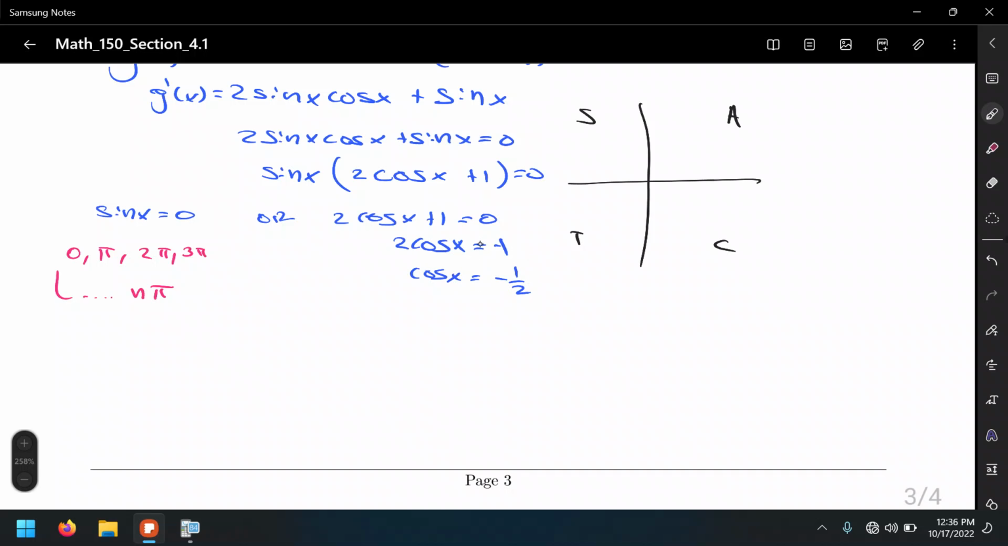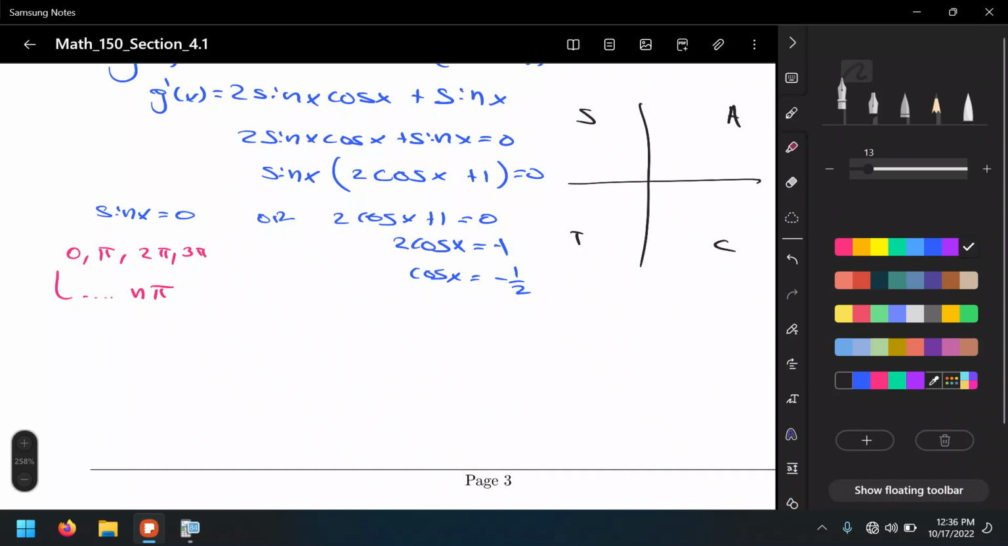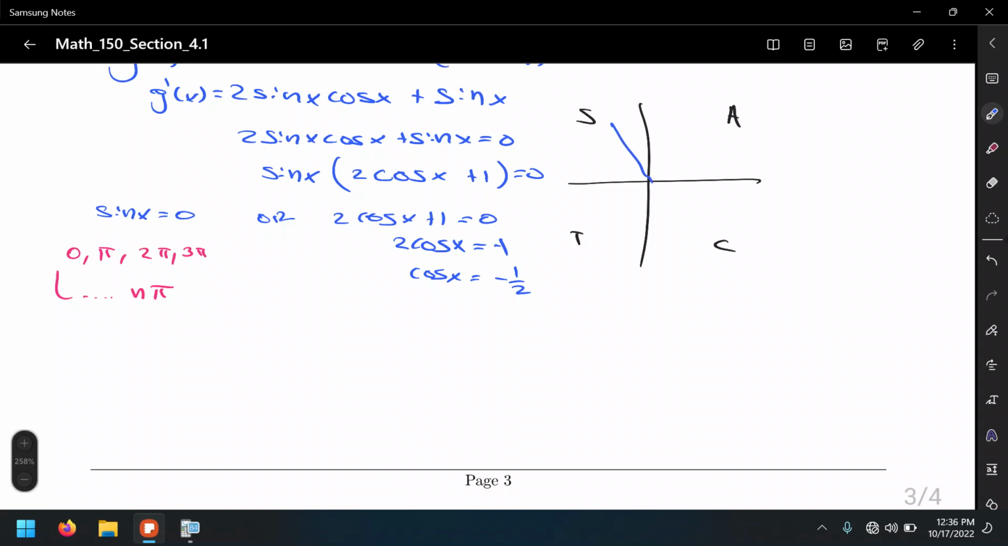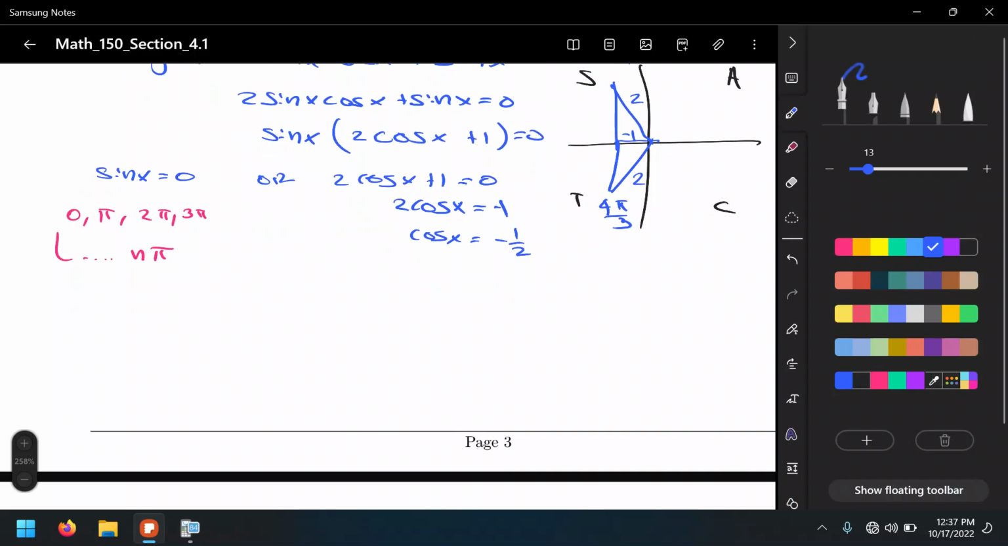So based on this, which quadrants will have a cosine equal to negative in this case? Second and third, right? So let me draw a couple of triangles, second and third. Which angle is this for negative 1 half? I believe this one has to be 2 pi over 3, and 5 pi over 3? No, 4 pi over 3, right? 4 pi over 3.